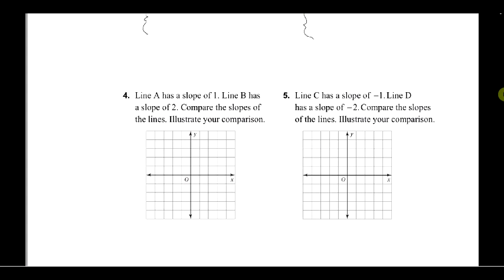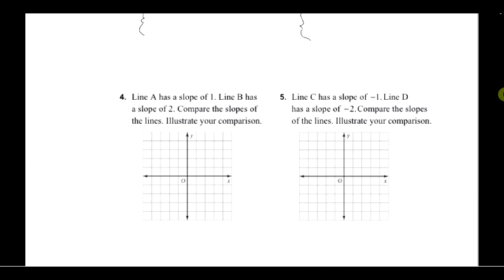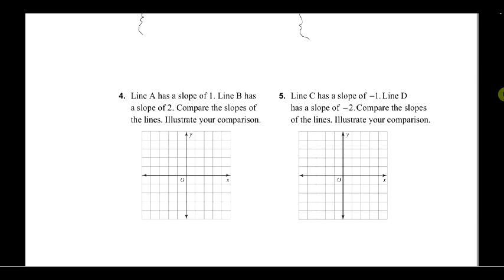And for 4 and 5, if you guys would just draw a line A with a slope of 1 and a line B with a slope of 2, and compare these for me. How would you describe their differences? And then we have -1 and -2. Compare those as well and describe those differences.